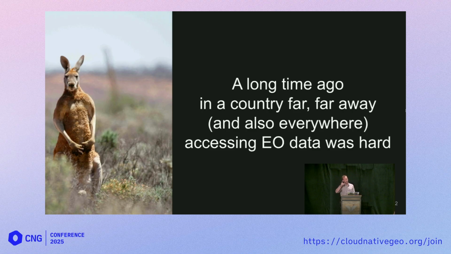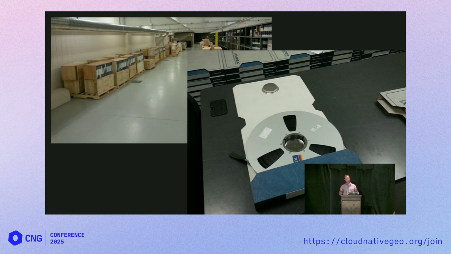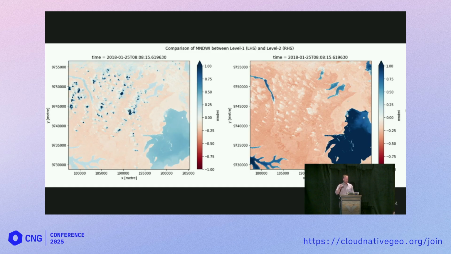Anyway, a long time ago in a country far away, accessing Earth observation data was really hard. It was stored on magnetic tapes, literally in the basement, and it used to cost $1,000 for a quarter of a scene. People would flip through paper sheets and say, I want that one, and then they'd send off a check to USGS of $1,000. These days we use thousands of scenes and it costs us nothing.